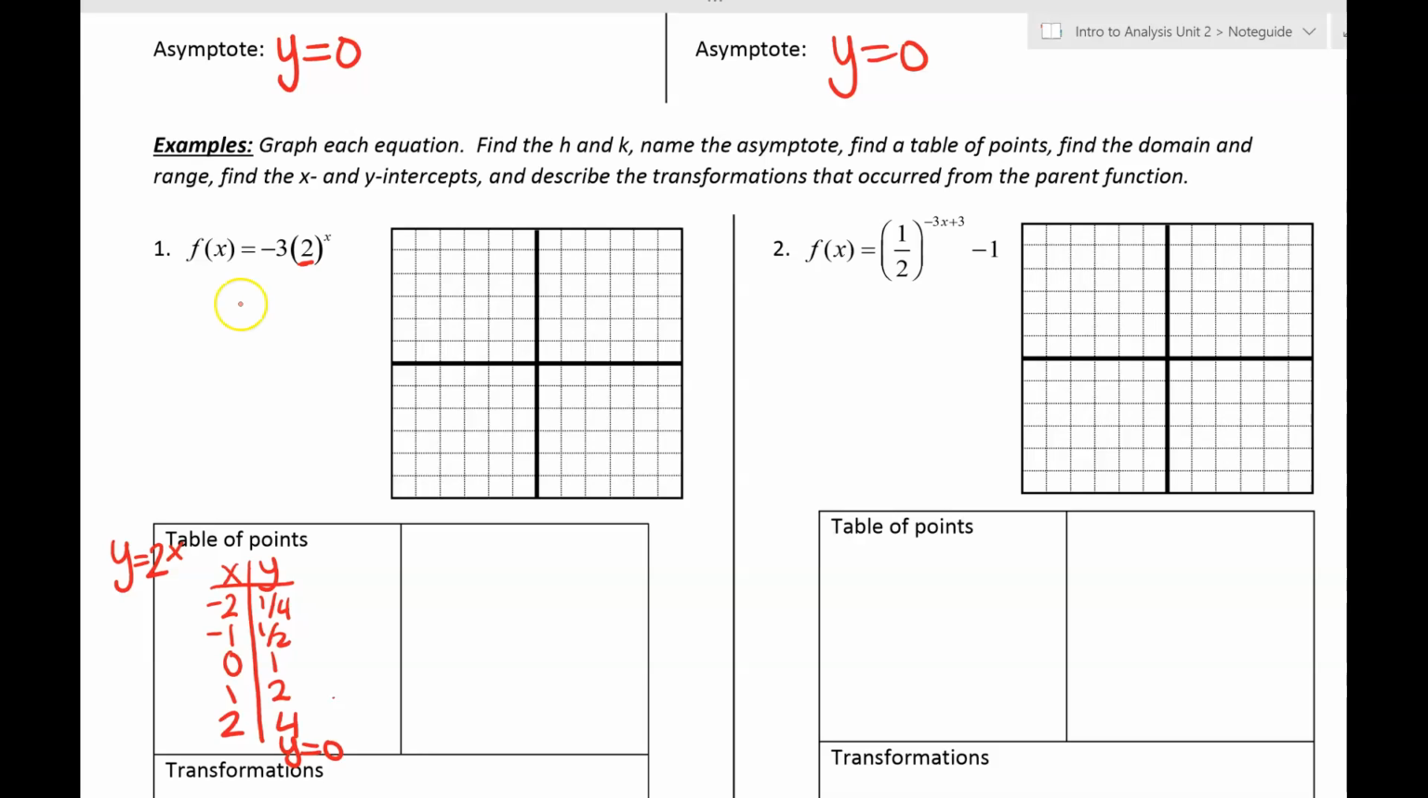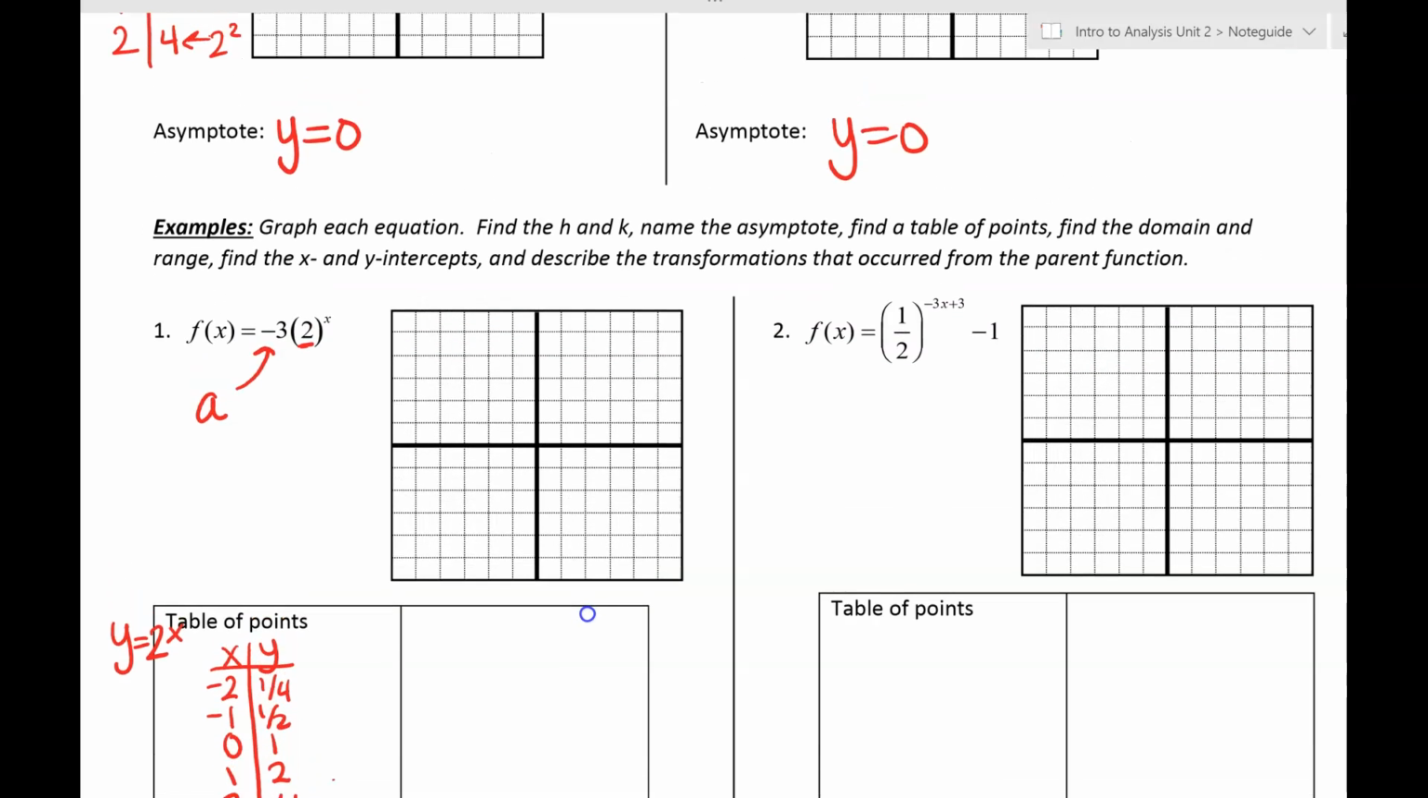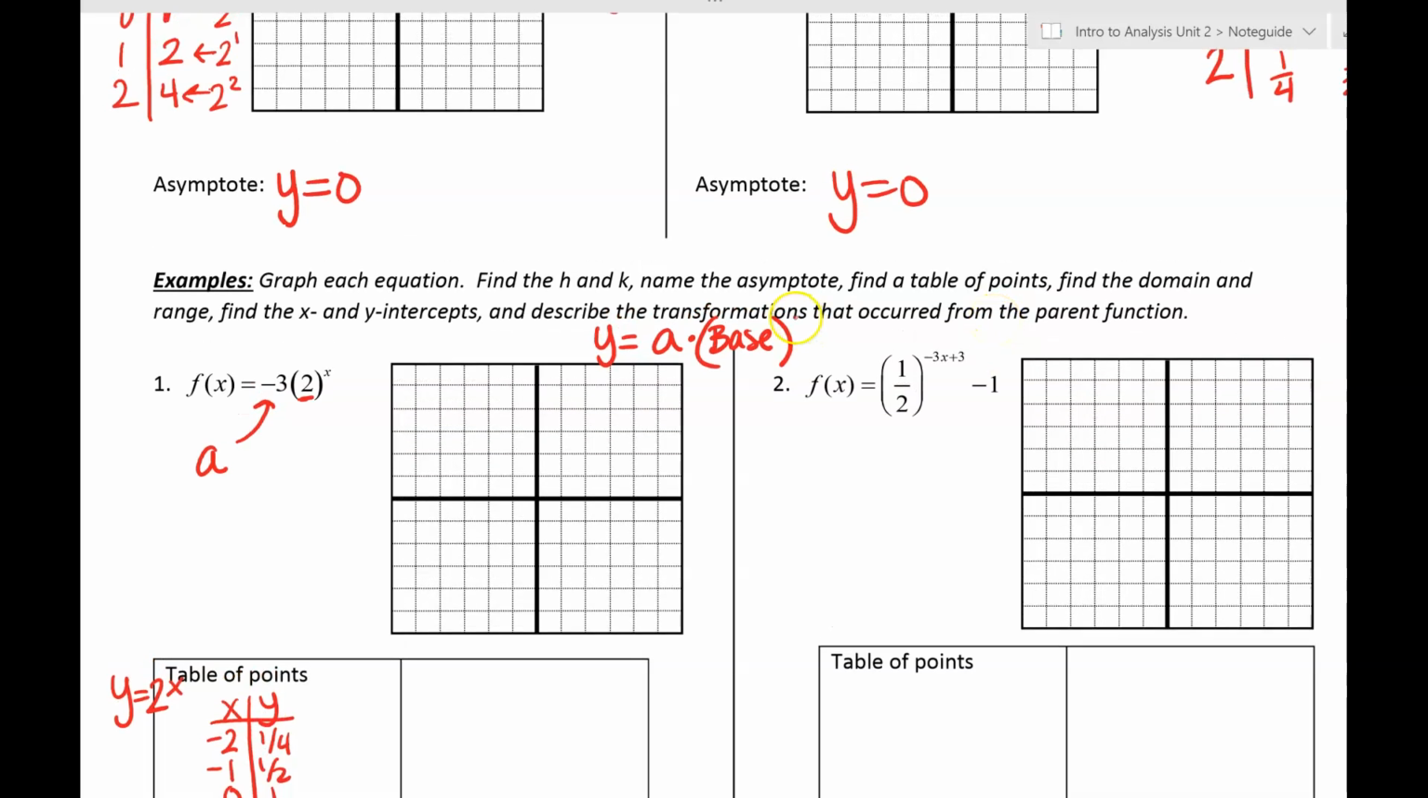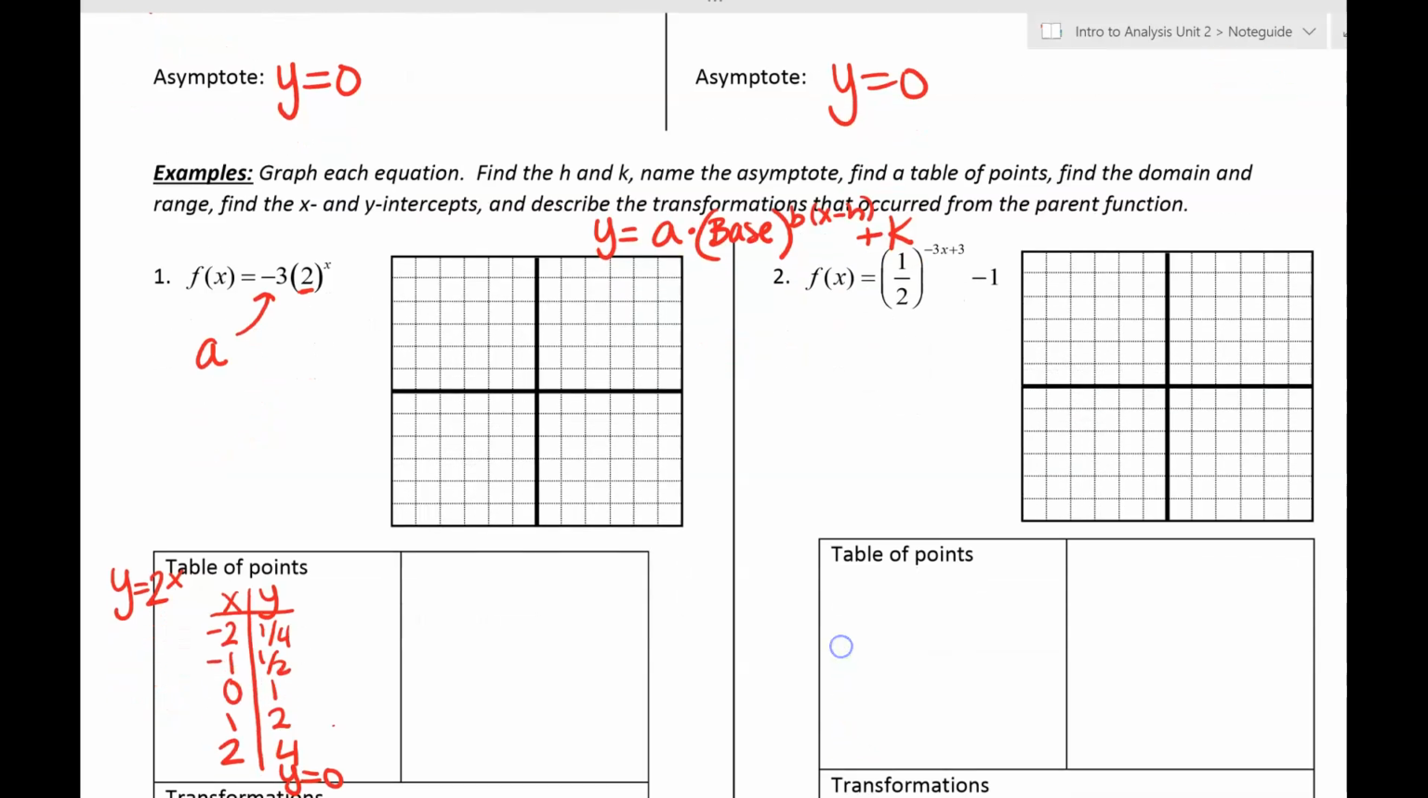So the only thing here that I see is this a value. And if you're a little confused about how these would be written with a's and b's and h and k, you have your base. That's not a transformation. That's part of your parent function. Your b and your x minus h would now be in the exponent because that's where all of the x stuff is happening for this equation, and your a would still be in front and your k afterwards.